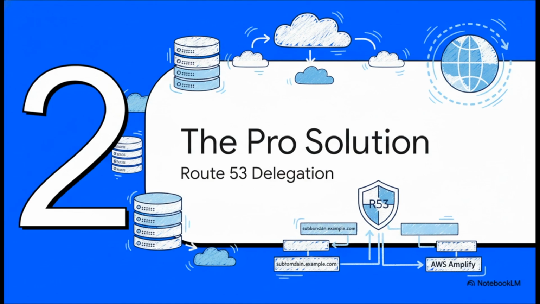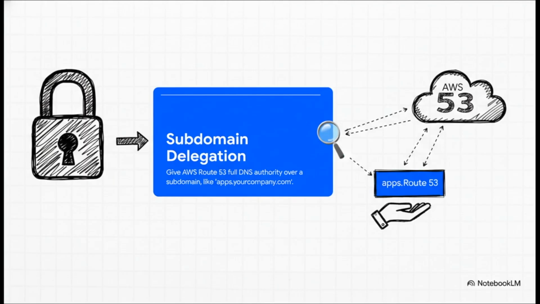It's time to open up the professional's playbook and talk about something called Route 53 subdomain delegation. So what on earth is subdomain delegation? It's actually a really simple idea. You keep your main domain, yourcompany.com, right where it is with your current registrar. But for a specific part of it, a subdomain like apps.yourcompany.com, you basically tell your registrar, hey, for anything to do with apps, don't ask me. Go talk to AWS Route 53. You're just handing over the keys for one tiny piece of your domain.